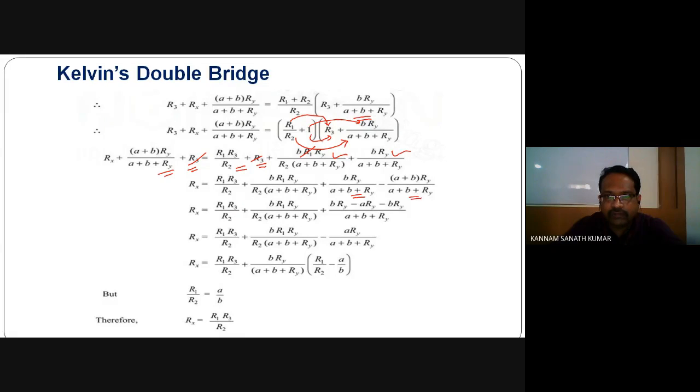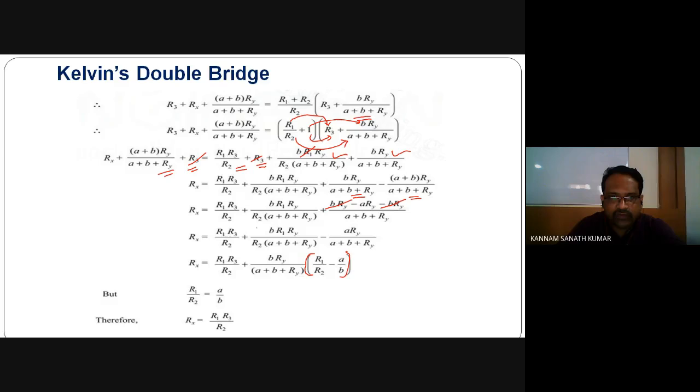You can take LCM. So what you are getting, B into Ry minus A into Ry minus B into Ry. So B into Ry get cancelled. Okay. So what you are getting, Rx equal to R1 R3 by R2 plus B into R1 Ry by R2 into A plus B plus Ry minus A into Ry. So from here you can take A into Ry divided by A plus B plus Ry common. So what you are getting, R1 by R2 minus A by B.